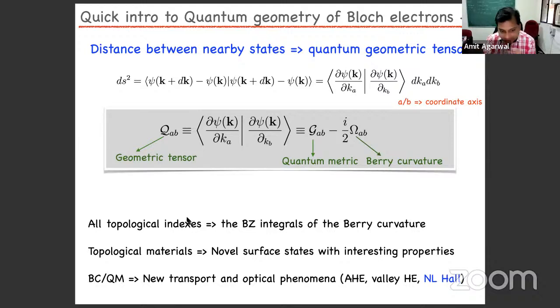More importantly, and this will be the focus of my talk, these geometrical quantities also give rise to new transport and optical phenomena. Okay? Some prominent examples are the anomalous Hall effect or the valley Hall effect in graphene-like systems. And more recently, there's been a lot of interest in nonlinear transport properties, particularly the nonlinear Hall effect, which will be the focus of this talk. Okay? So let's move to Berry curvature dipole.